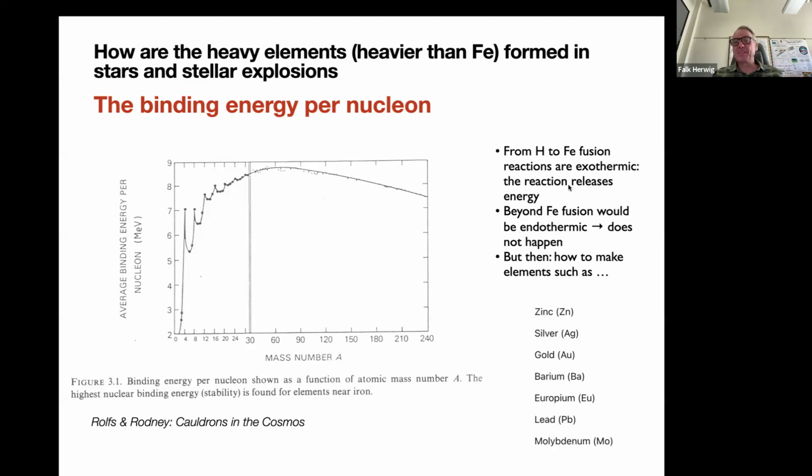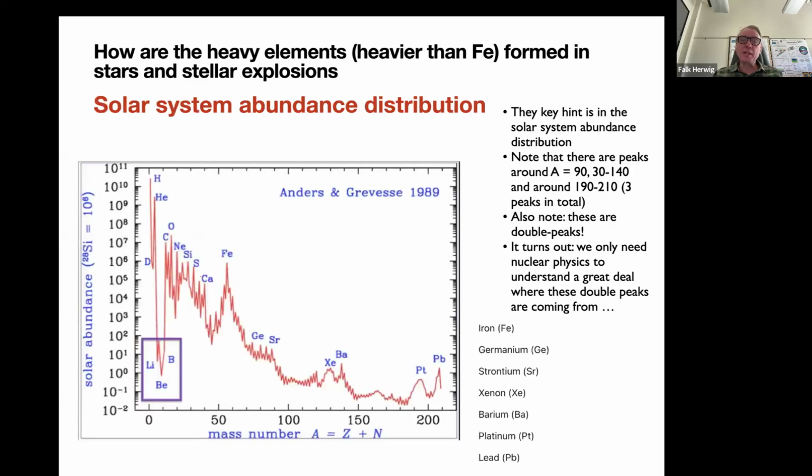...are exothermic, right? The reaction releases energy, but beyond iron, they would be endothermic, and so they don't happen. But then how do we make all of these elements like zinc, silver, gold, barium, europium, lead, molybdenum, all elements that you've heard about? Well, the answer is, actually, let's look. We can figure out the answer by looking at something very simple that is known for quite some time.